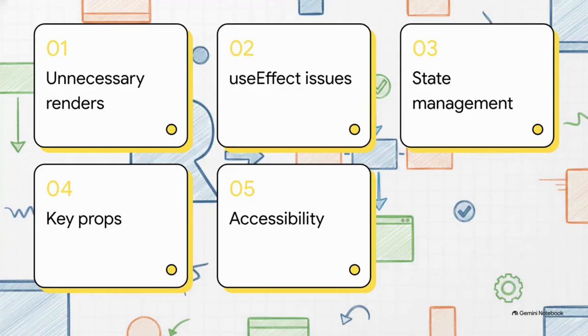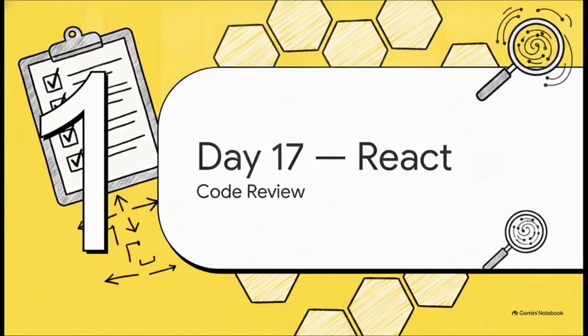So, here is our roadmap for today. 1. The Day 17 review. 2. Fixing unnecessary renders. 3. Untangling useEffect issues. 4. State management and keys. And 5. Prioritizing app accessibility. All right, let's kick things off with Section 1, the Day 17 React Code Review.